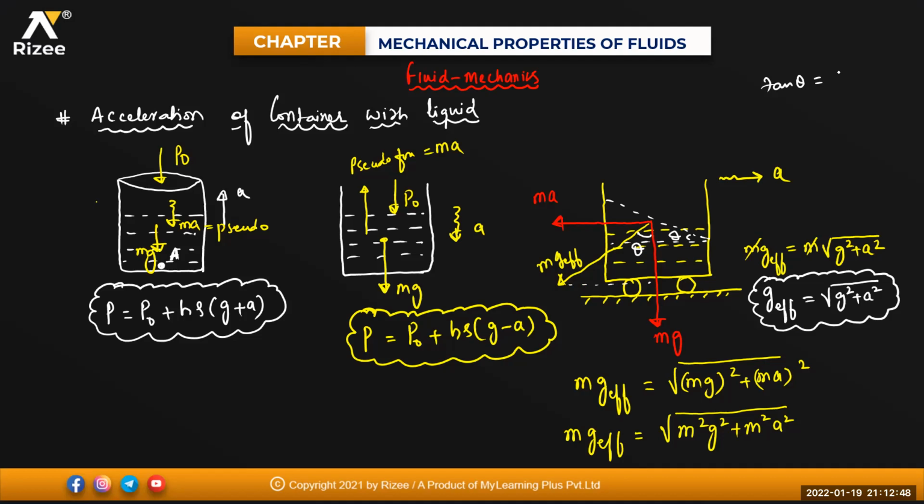What is the value of tan theta? Which side by which side? See, if this is your MA, this side is also your MA. And this side is also your MG, like this. So that will be equal to how much? M into A divided by M into G. M gets cancelled. So tan theta will be equal to A by G. So this is your angle made by this one. So tan theta is equal to A by G.